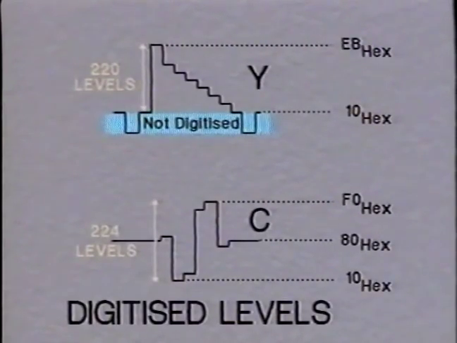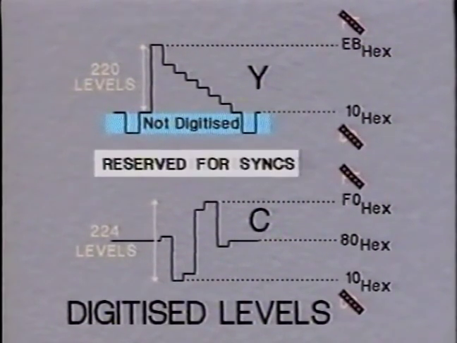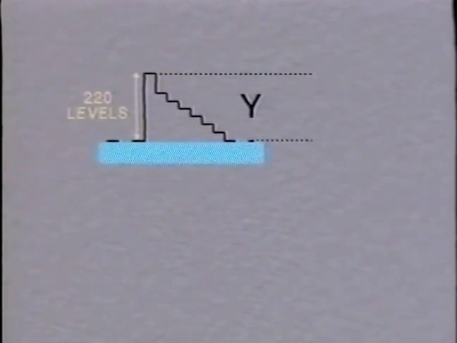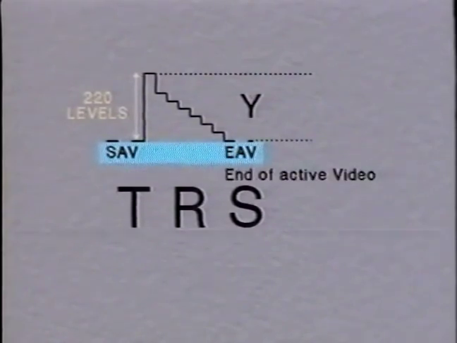These waveforms show the quantizing levels using 8-bit notation, and it should be noted that 00 and FF are forbidden levels, as they are reserved for sync information. Because we have only digitized active video, horizontal and vertical syncs are not present in our digital signal and must be reintroduced in the form of timing reference signals, TRS for short. They are called SAV and EAV, start of active video and end of active video.